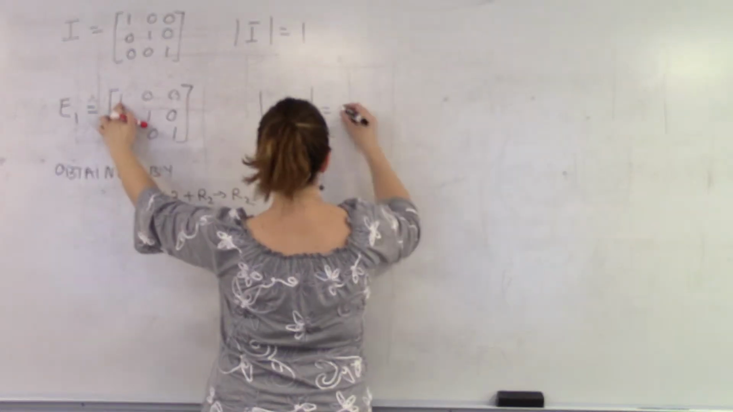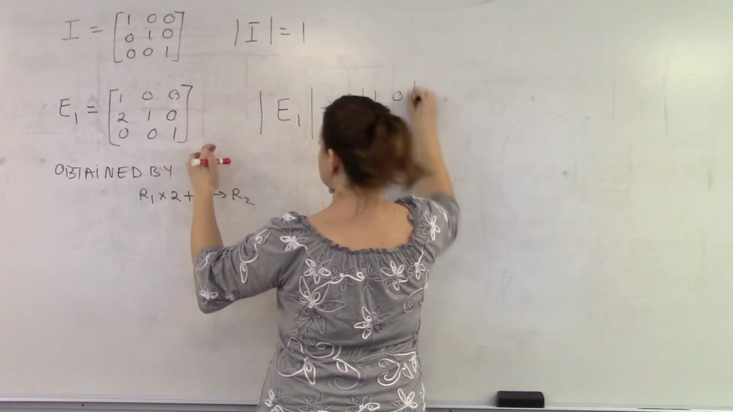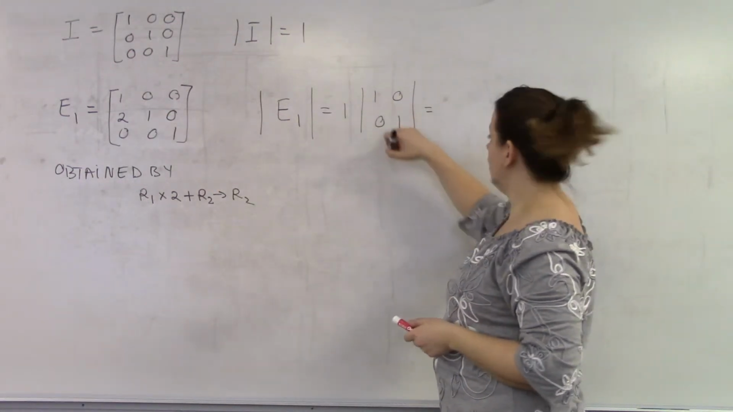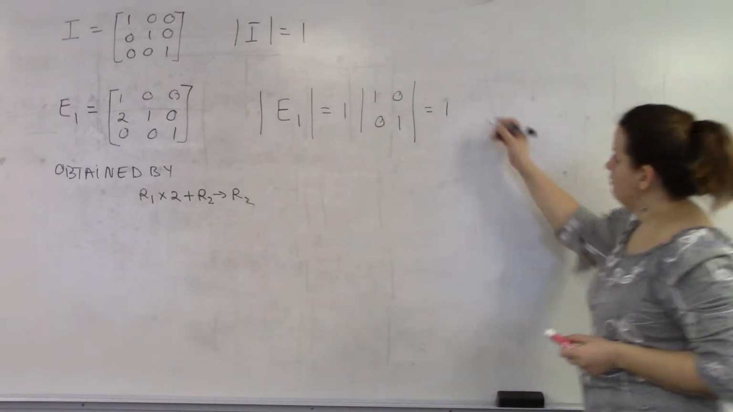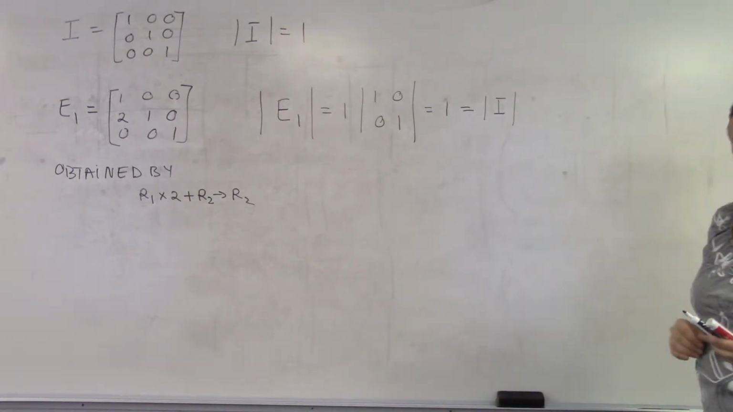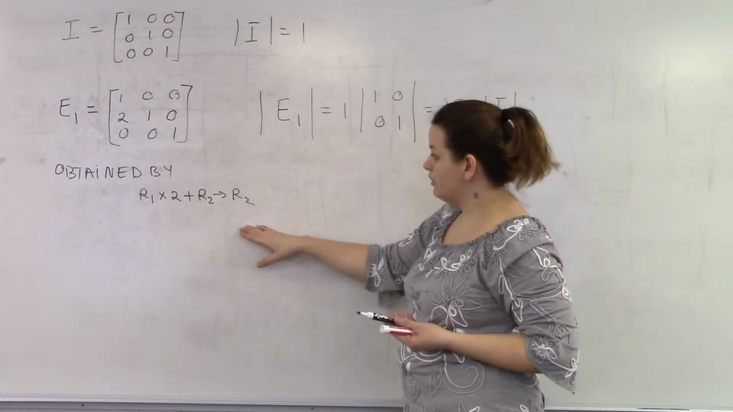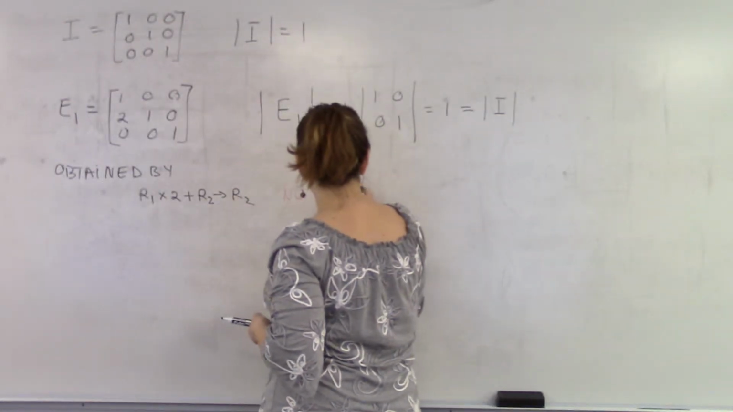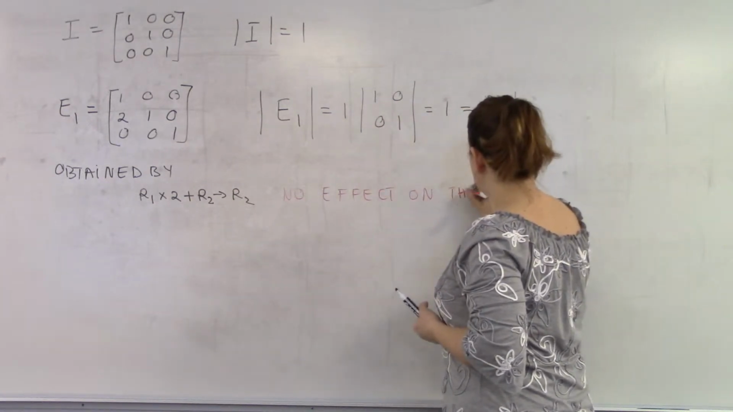So then we're going to say this is 1 times the determinant of 1, 0, 0, 1, plus 0, plus 0. Well, the determinant of this is 1, so the determinant of that elementary matrix is the same as the determinant of the identity. So, by this evidence, it seems that this type of row operation has no effect on the determinant.